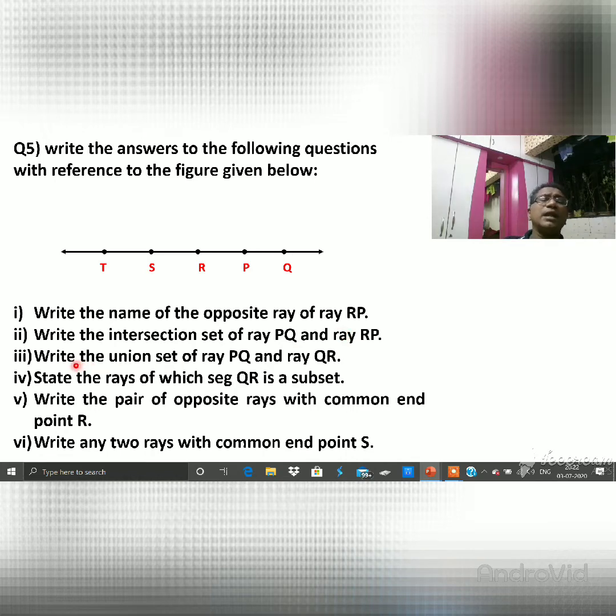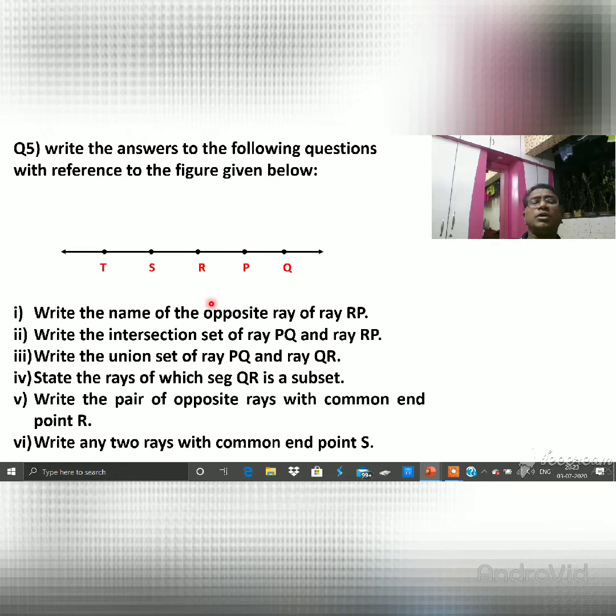Then see, write the union set of ray PQ and ray QR. Ray PQ is started from P and it can be increased. Ray PQ is unlimited. Then here is ray QR. So see, this is the ray QR. At the R point it is unlimited. At the Q point it is unlimited. At the R point it is unlimited. So it becomes a line. So which line is that? QR line is that. Do you understand? How can we get it?